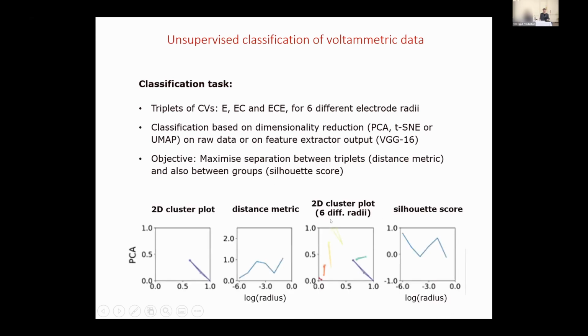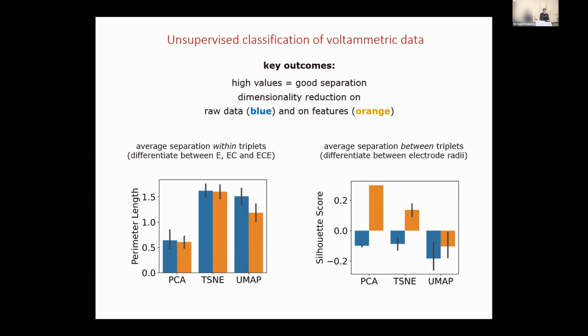As I said, in the interest of time, I'm just going to skip ahead. Now, what are the key outcomes in terms of these two metrics? High values mean good separation. Whatever is blue here refers to raw data, and whatever is orange refers to features. If you look at the left one here, this is the separation within triplets, and you basically see that it doesn't really make much of a difference whether you apply dimensionality reduction on features or on raw data.